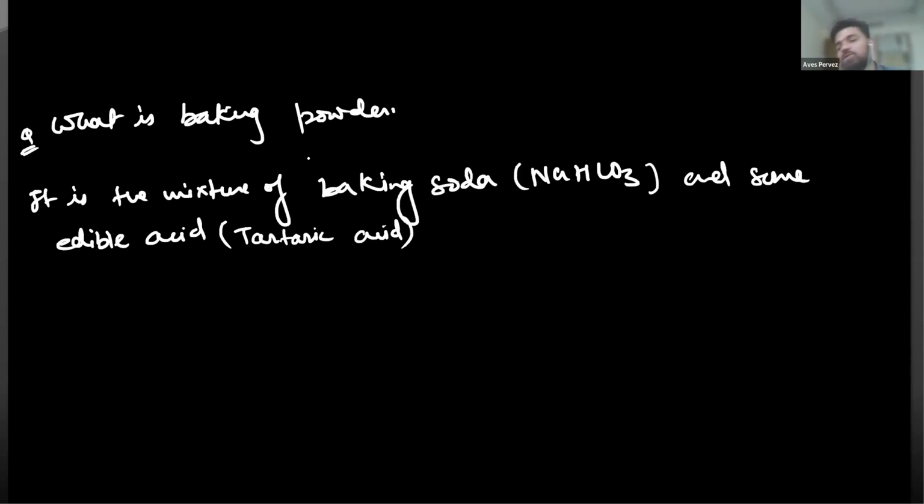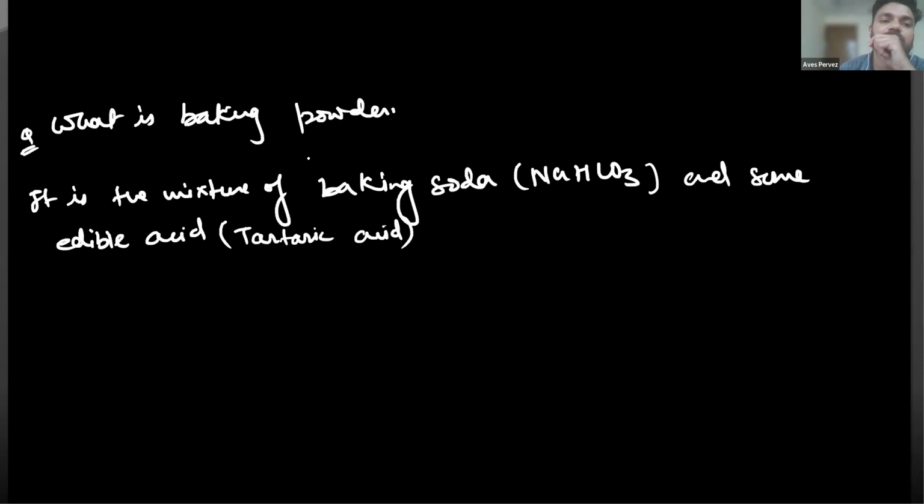Now the question that comes in your examination is: what is the role of this tartaric acid or edible acid? Why are we mixing this edible acid in baking soda to make it baking powder? Can anybody in the class answer this question? Can you repeat, sir? I'm saying, why is there a need to mix edible acid with baking soda?